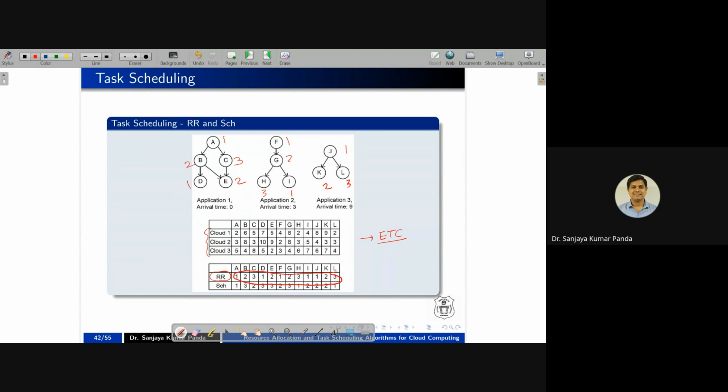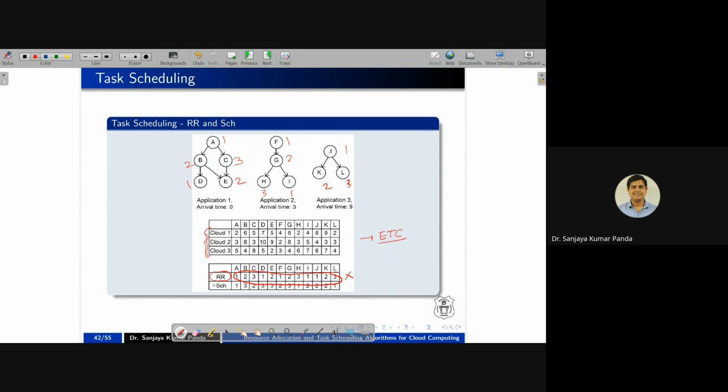So based on the arrival of these tasks, they are assigned to different resources by the round robin algorithm. But obviously, it is not a fair algorithm because we are not looking into how much time it is going to take on different machines, right? We are not looking at how much time it is going to take to execute on this machine. So obviously, round robin will perform poorly in this case.